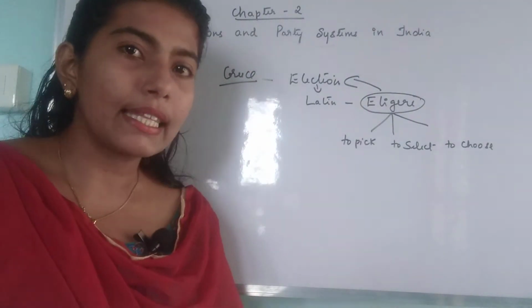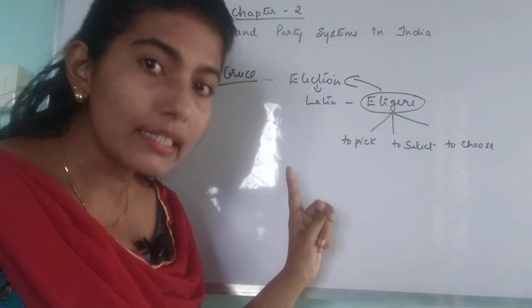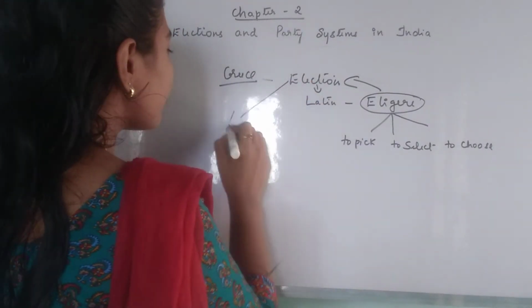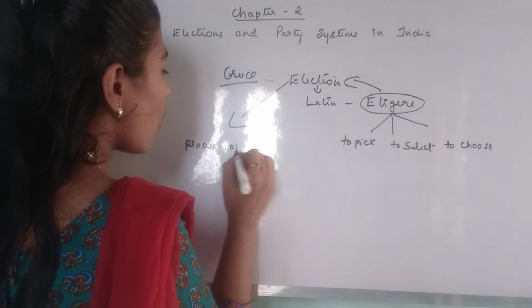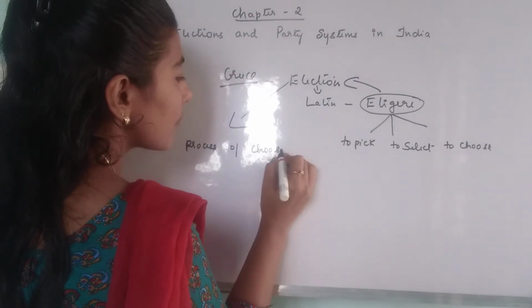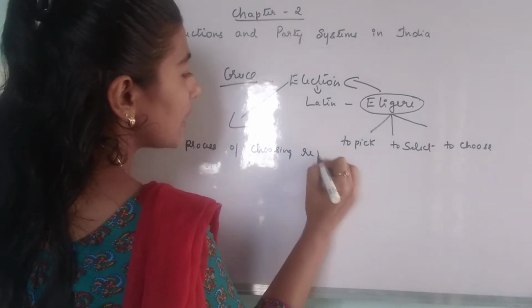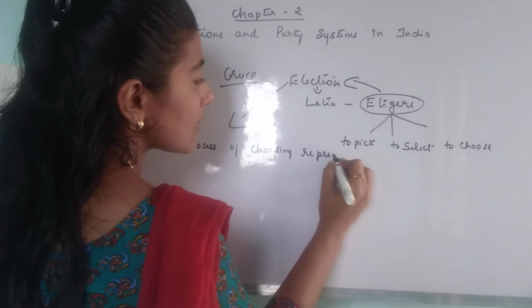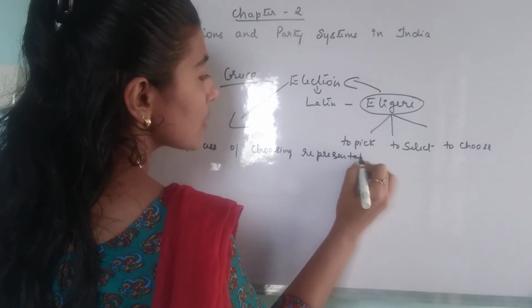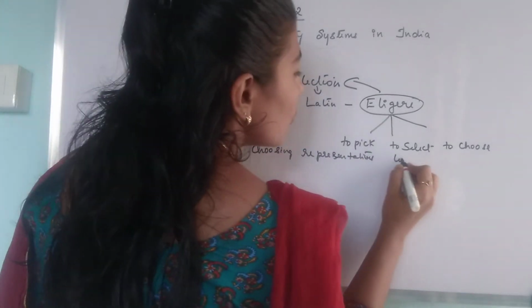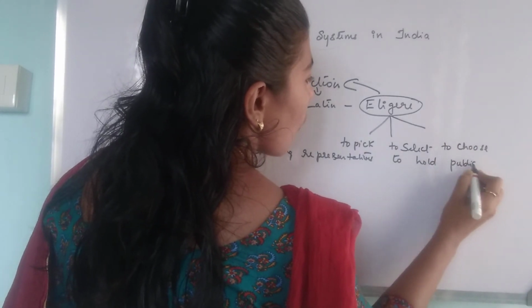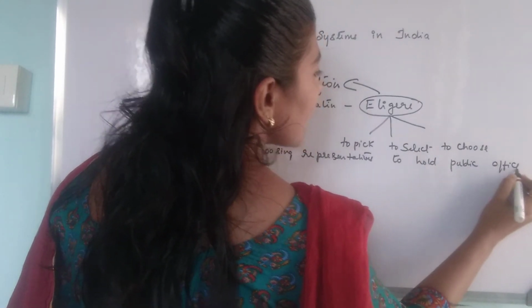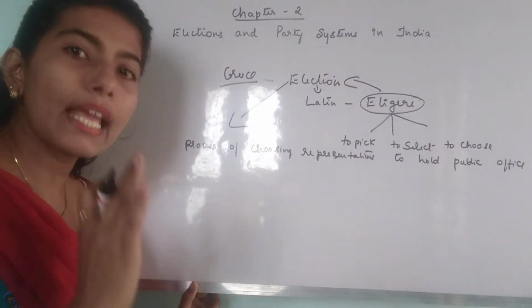So in English, election means the process of choosing representatives to hold public office. This is the meaning of election in English.